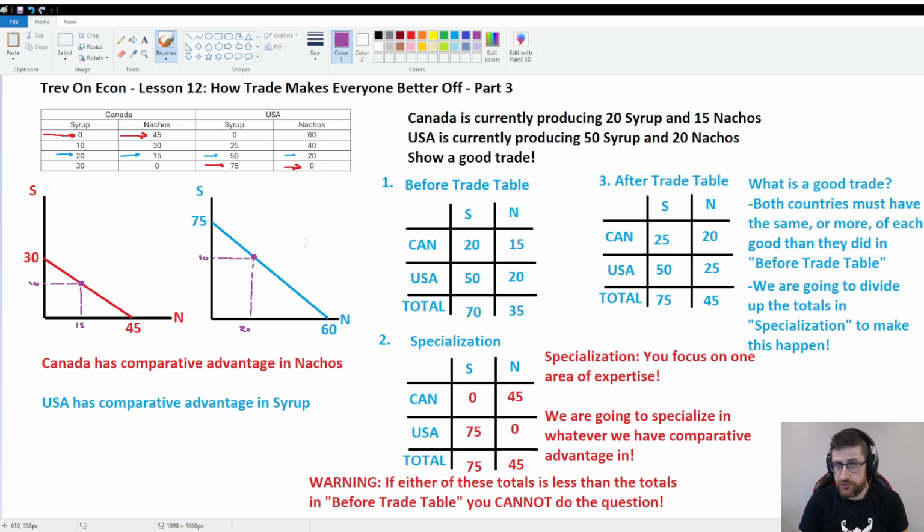Now we're going to do something interesting. Let's plot the points we have after trade. Okay, let's do green because it's a good thing. Canada is at 25 syrup. Sorry, I don't know why I blanked on that. 25 syrup and 20. Well, 25 and 20, that's somewhere out here.